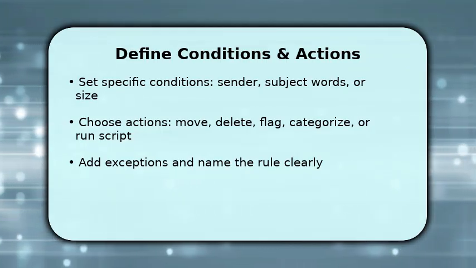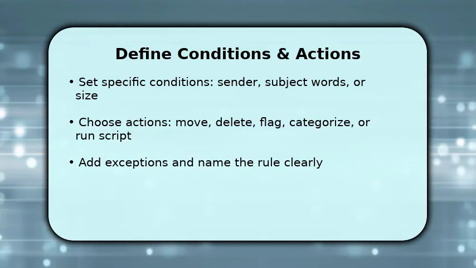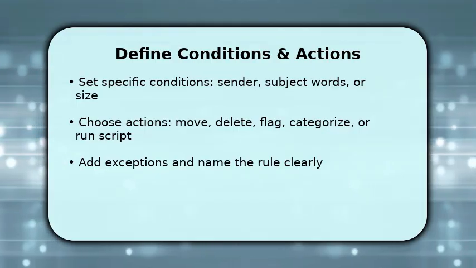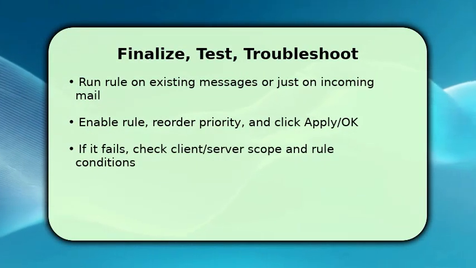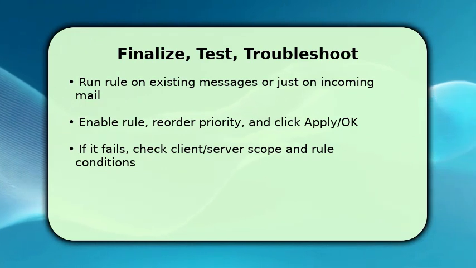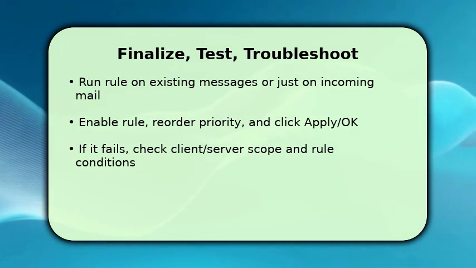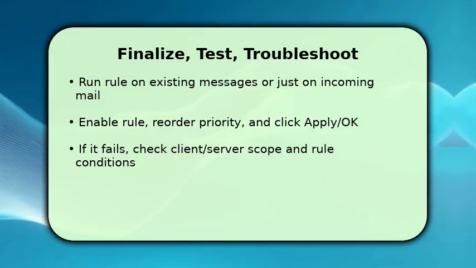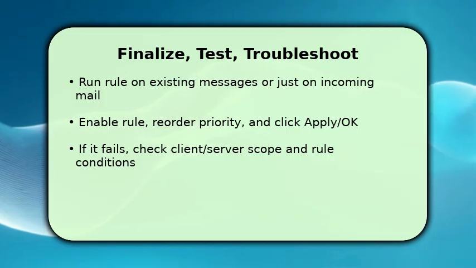Once these middle steps are complete, test with 1 or 2 emails to confirm behavior. Finally, finalize and test so the rule works reliably. Decide whether to run the rule on existing messages or only on new incoming mail, then enable it, position it correctly in the rule list for priority, and click Apply and OK. Observe results for a day to be sure.